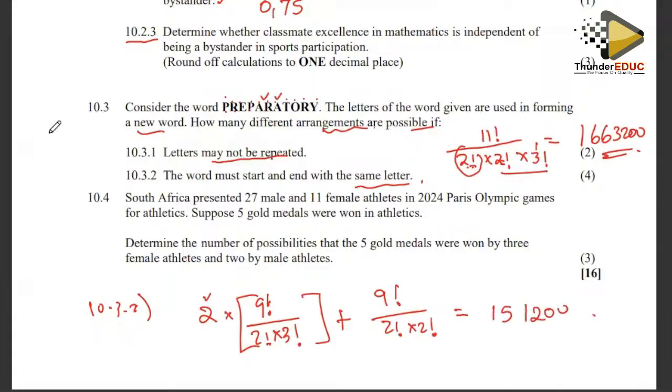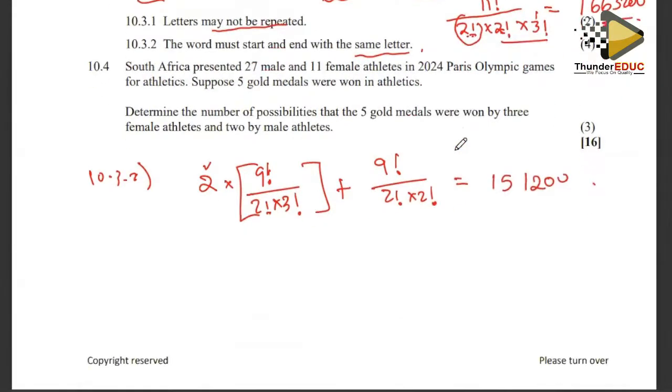I'm ending up with 151,200. Then 10.4, they're telling us that South Africa presented 27 male and 11 female athletes in 2024. Suppose 5 gold medals were won in athletics. Determine the number of possibilities that the 5 gold medals were won by 3 female and 2 male athletes.